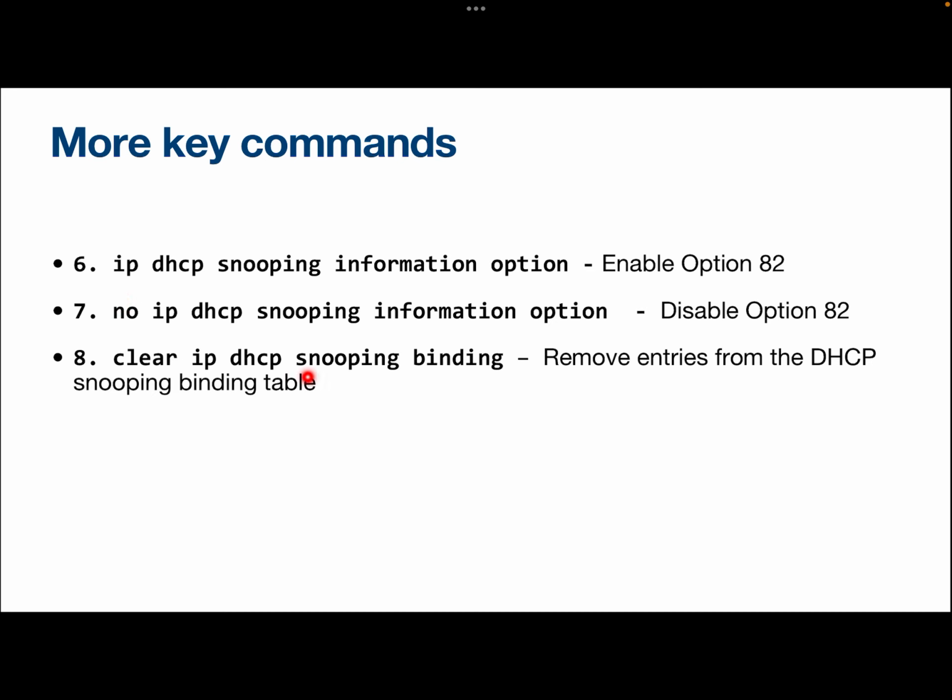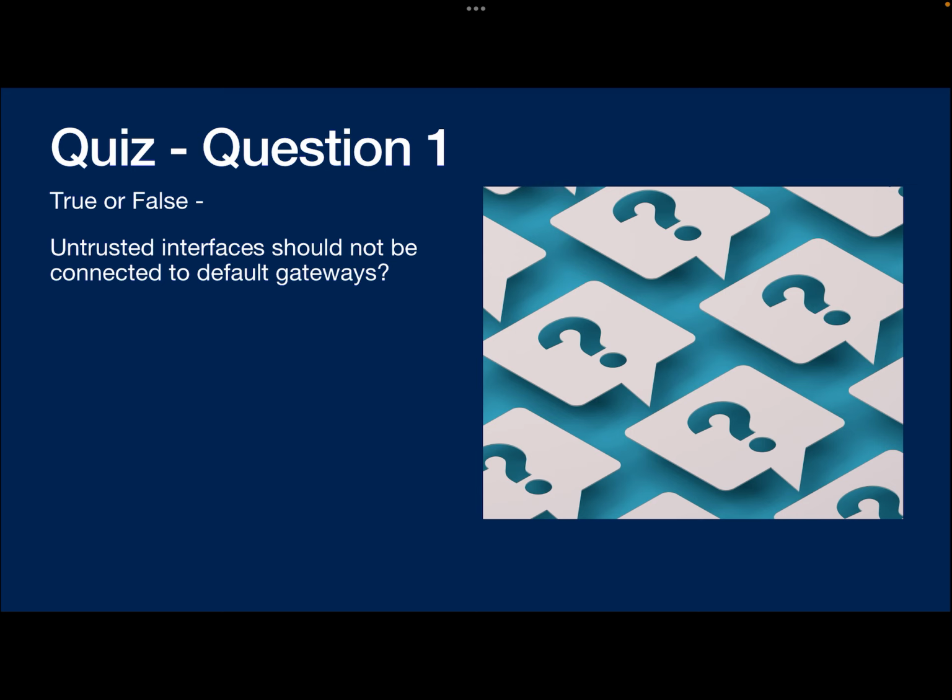And then finally, clear ip dhcp snooping binding. This removes entries from the DHCP snooping binding table. So those are some key commands about DHCP snooping. Now, let's get to the quiz.